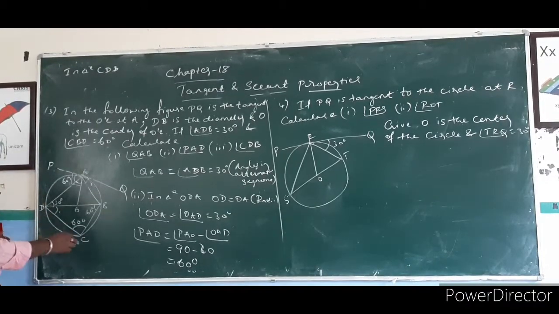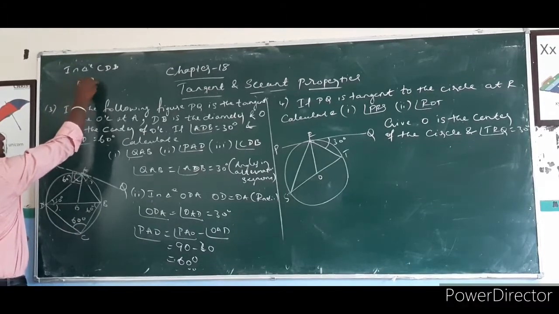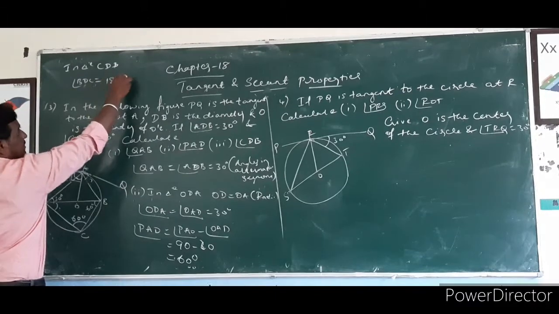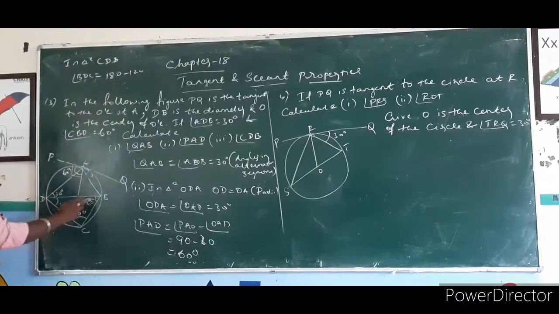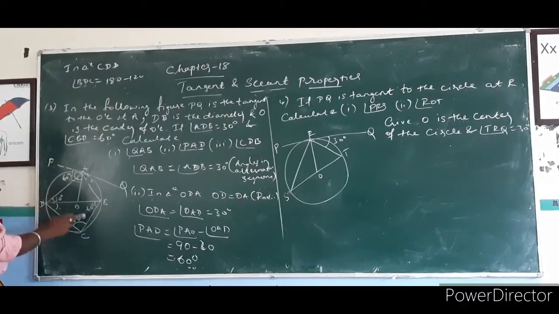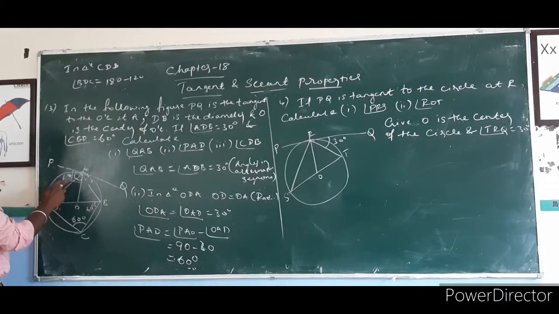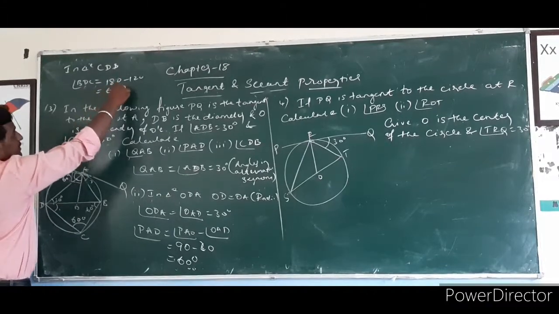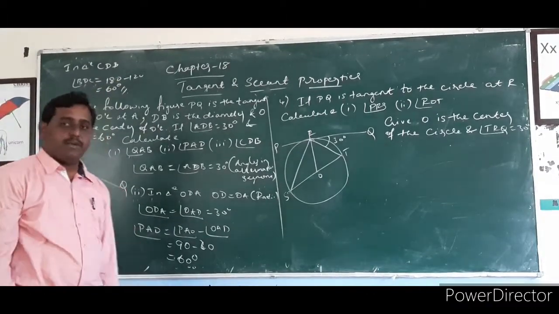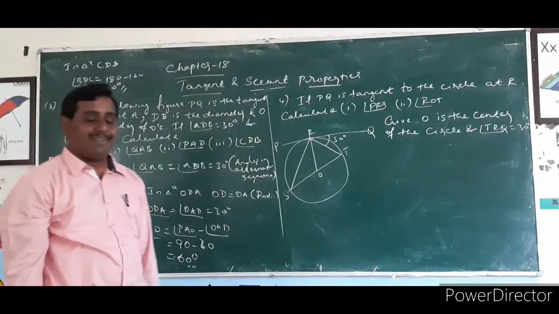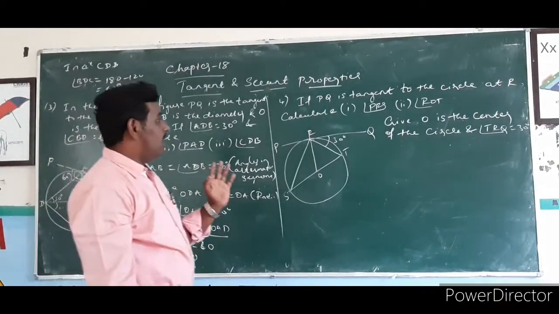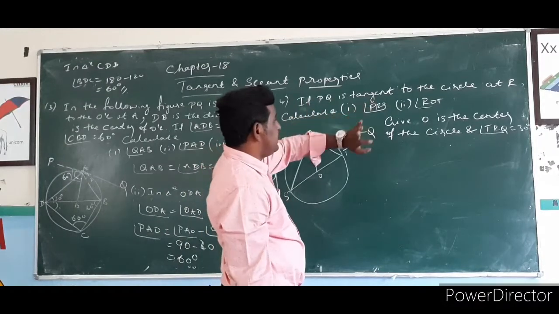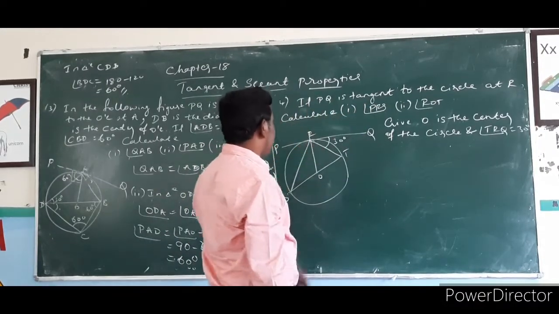So you will get BDC is equal to 180 minus 120. If you add these two angles, 60 degree. This angle is equal to this angle because it is the alternate angle. So that is BDC is equal to 60 degree. So we can find out easily like this by using the angle between the tangent and chord is equal to the alternate segment angle.